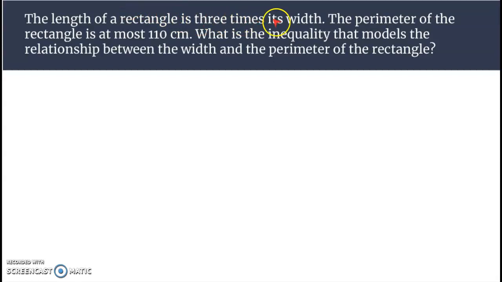The length of a rectangle is 3 times its width. The perimeter of the rectangle is at most 110 centimeters. What's the inequality that models the relationship between the width and the perimeter of the rectangle? Well, maybe first we should talk about the perimeter of a rectangle.